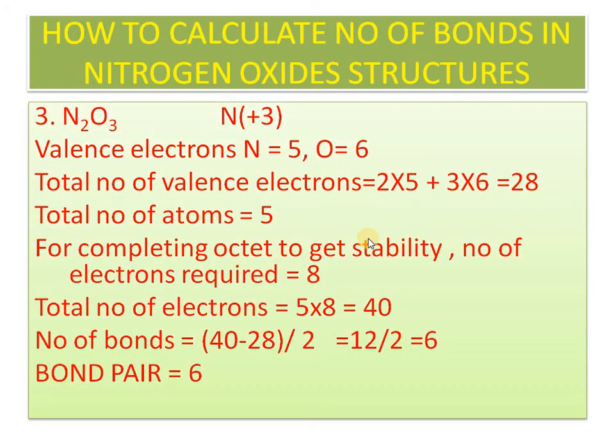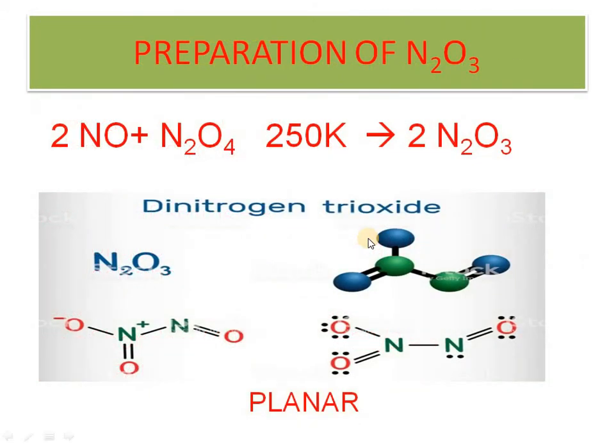In the next structure which we are going to show you here, please calculate the number of bonds. The number of bonds is 2, 3, 4, 6. So 6 bonds. Now the structure will be fine, and we can find it very easily. The basic thing you should also keep in mind is that oxygen will be forming a double bond. So these basic concepts will be used. Accordingly, we can draw the structures, and to prepare it is comparatively very easy. NO plus N2O4 give rise to N2O3 at 250 Kelvin.